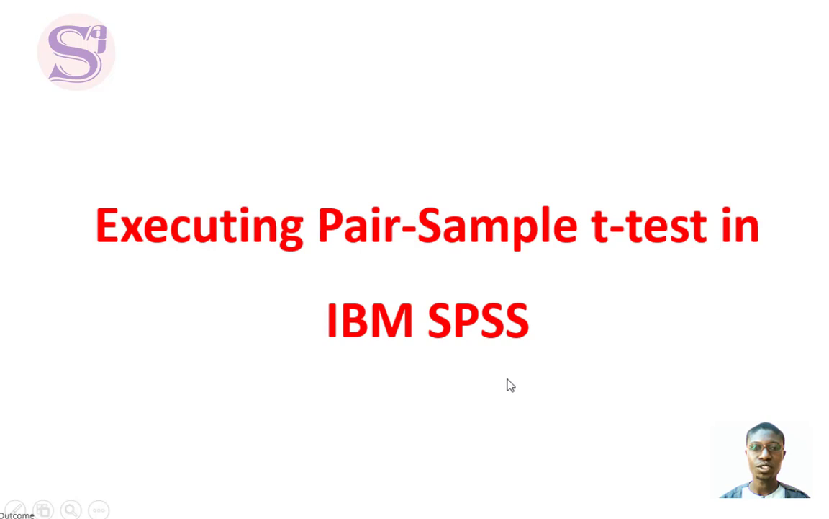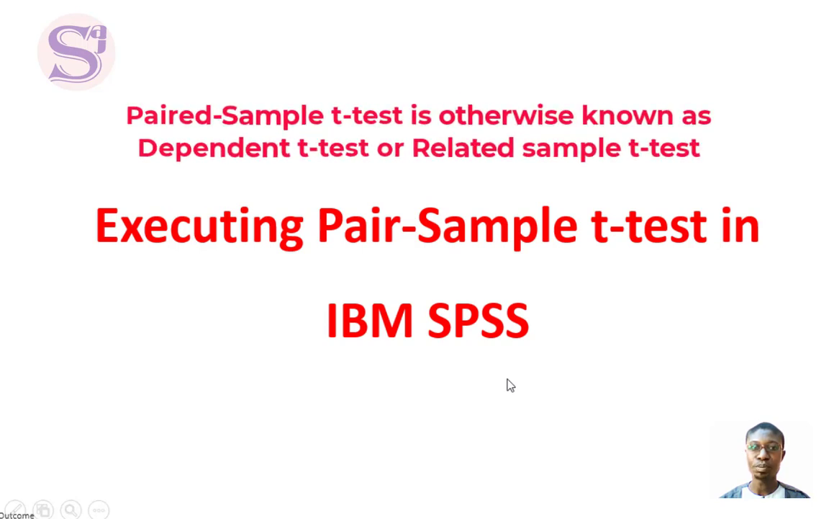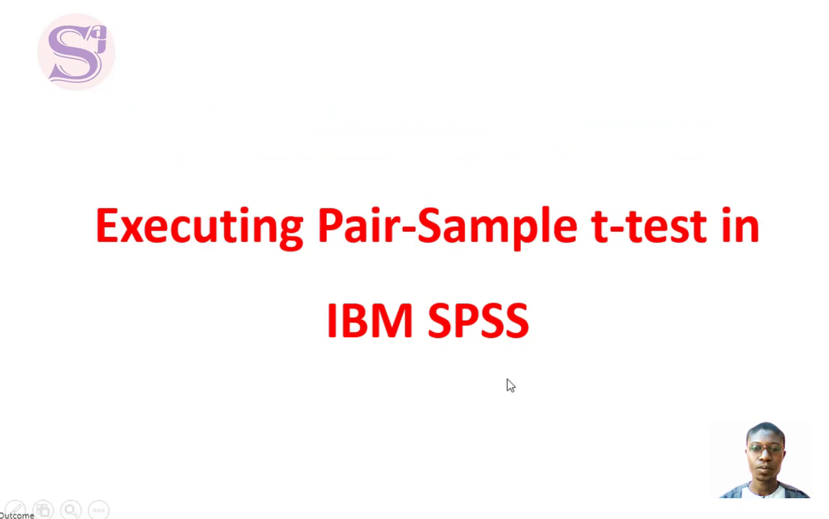Paired sample t-test is one of the categories of student t-test which is used to compare a group of data from the same sample. It is otherwise known as dependent t-test, or you can say related sample t-test.